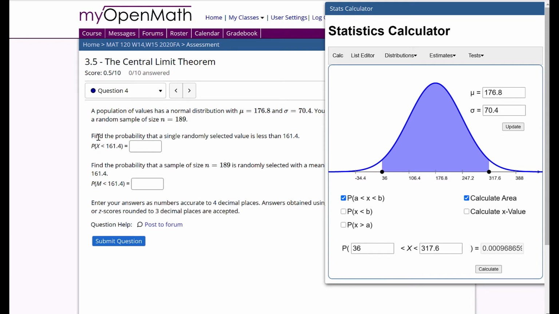All right, now we want to find a probability that a single value is less than 161.4. So it's an area to the left because it's less than 161.4. And what I would do is move this down to 161.4, but again, it's kind of hard to get it exactly where it needs to be. So what I would recommend is just type in the value. That's why I made that an input box. And then it will come up with exactly what you need. All right, so 0.4134.